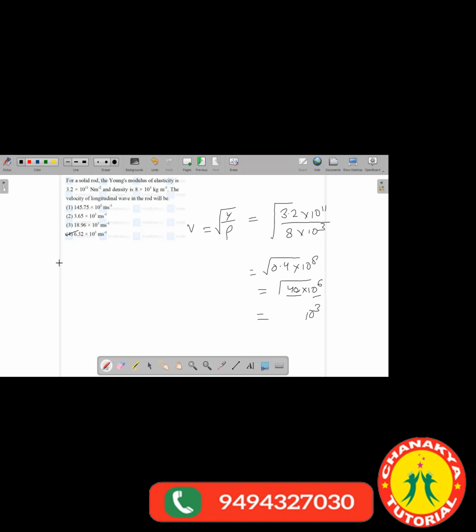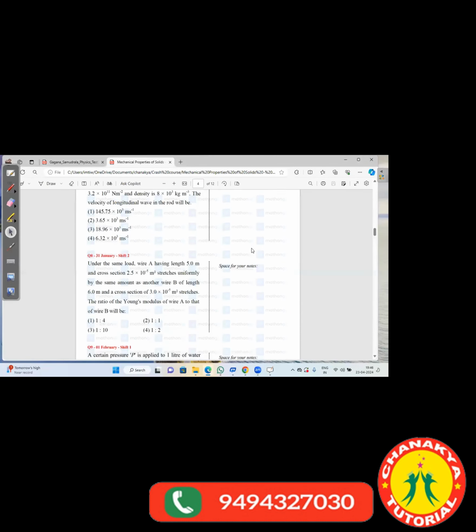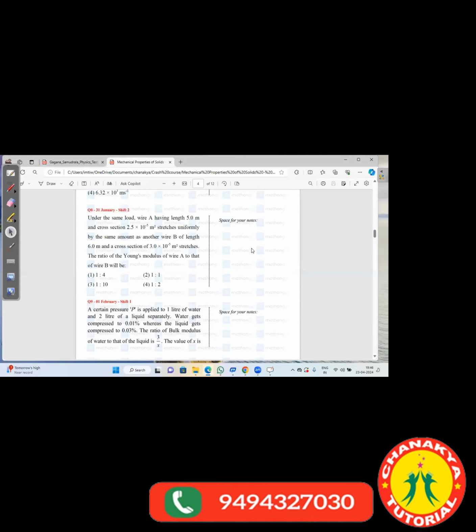In a similar way, you also have the velocity of a transverse wave. See, the velocity of a wave through a medium depends on the properties of the medium. So see, this is the use of properties of solid in wave.